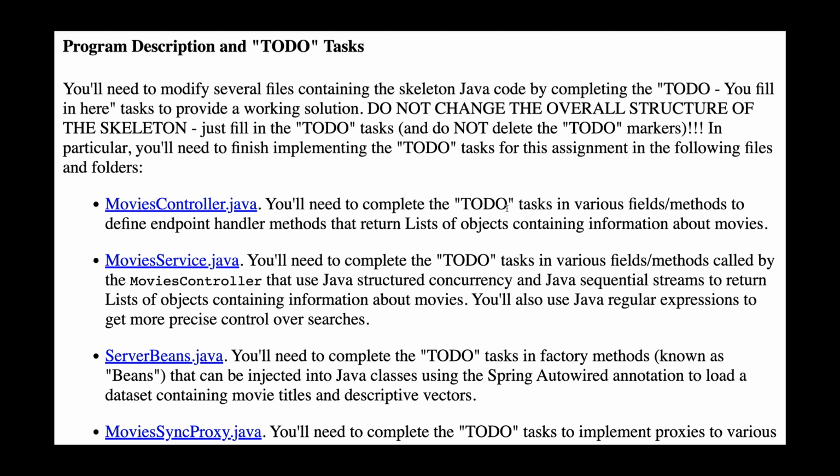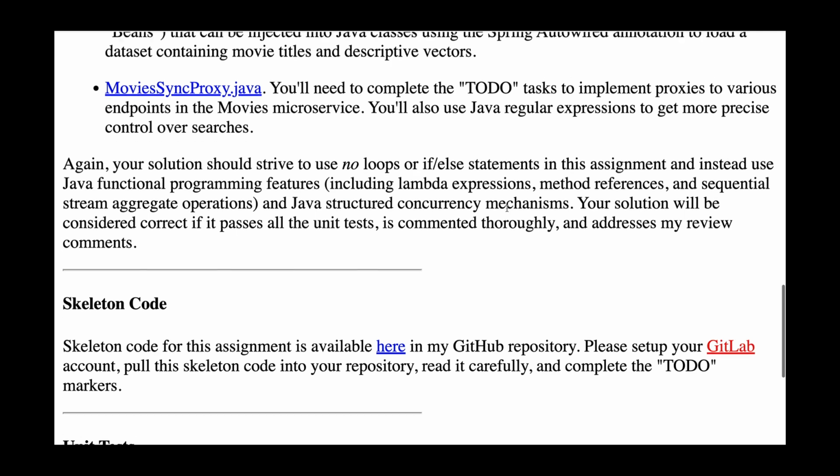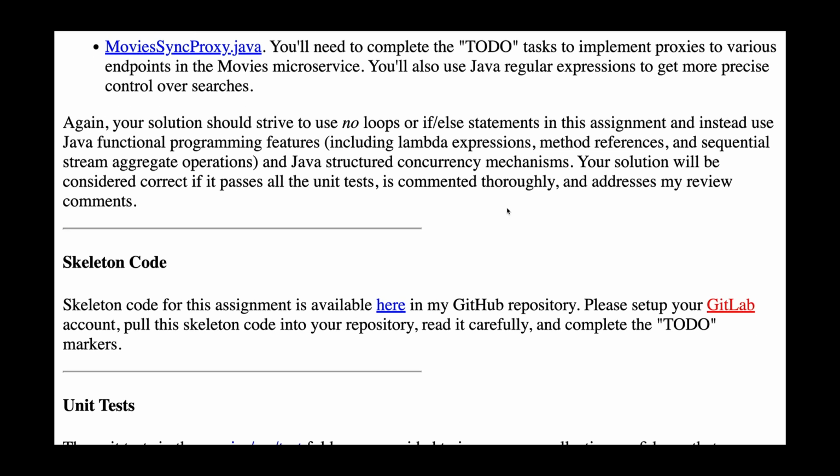In the ServerBeans.java file, you'll need to complete the TODO tasks in factory methods, known as beans, that can be injected into Java classes using the Spring Autowired annotation to load a dataset containing movie titles and descriptive vectors. And finally, in MoviesSyncProxy.java, you'll need to complete the TODO tasks to implement proxies to various endpoints in the Movies microservice. You'll also need to use Java regular expressions to get more precise control over searches.